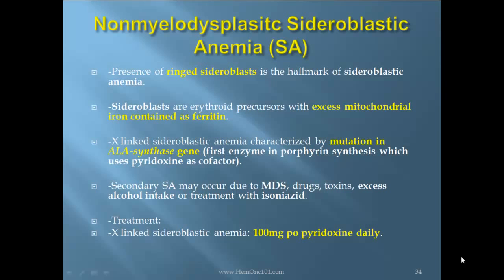X-linked sideroblastic anemia is characterized by mutation in the ALA synthase gene, which, as you recall, is the first enzyme in the porphyrin synthesis, which uses pyridoxine as cofactor. Secondary sideroblastic anemia may occur due to MDS, drugs, toxins, excess alcohol intake, or treatment with isoniazid. Treatment for X-linked sideroblastic anemia is 100 mg of pure pyridoxine daily.